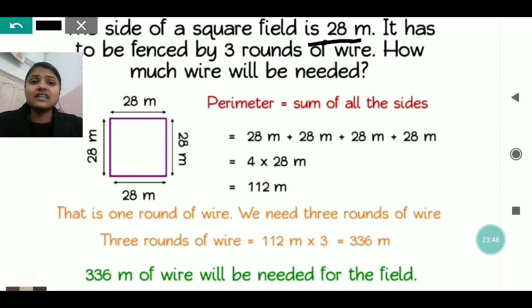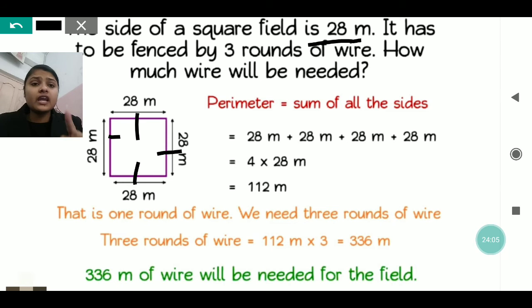The question is saying that it is a square figure. In a square, if 28 meters is given, it means all the sides are 28, 28, 28, because in a square, all the sides are equal in length. So this is also 28, this is also 28, this is also 28, and this one is also 28.